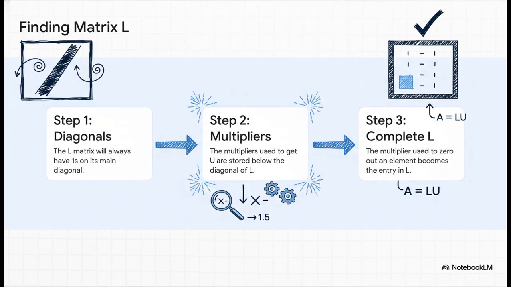So you're probably thinking, okay, that's U, but where does L come from? Do we have to do a whole other set of calculations? And the answer is no. This is the most elegant part of the whole process. We actually built the L matrix while we were making the U matrix.